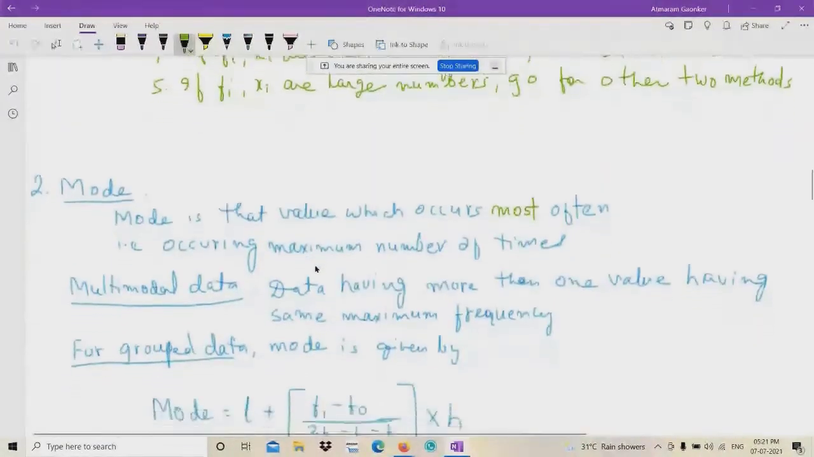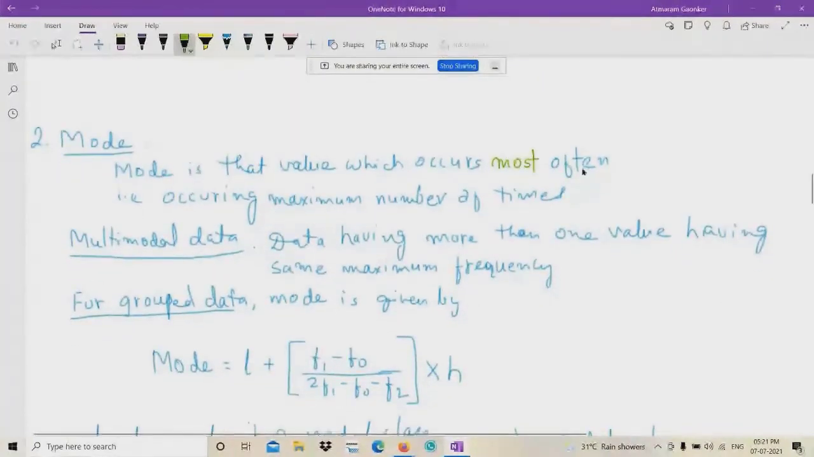So mode is that value which occurs most often. Meaning, the value, the observation whose frequency is maximum, that is called the mode. That means it occurs most frequently.